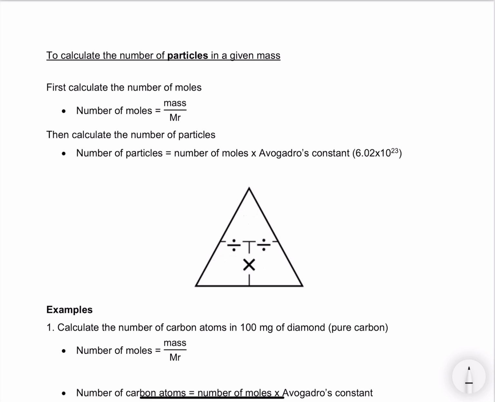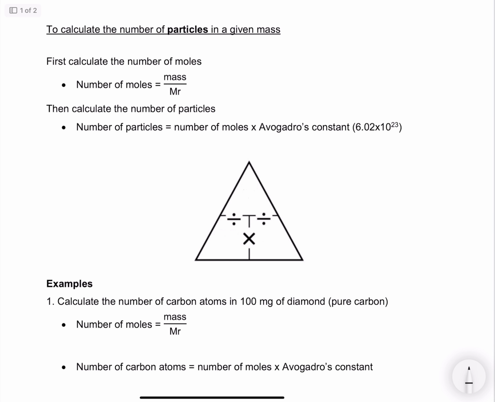So the first thing that we do is, if we want to calculate the number of particles, we'll need the number of moles, and we're going to times it by Avogadro's constant. So remembering that Avogadro's constant is given the symbol L or the symbol Na, I'm going to use L here. We're going to times that by the number of moles we have, because 1 mole is Avogadro's constant, and that will give us the number of any type of particle that we found the moles of.